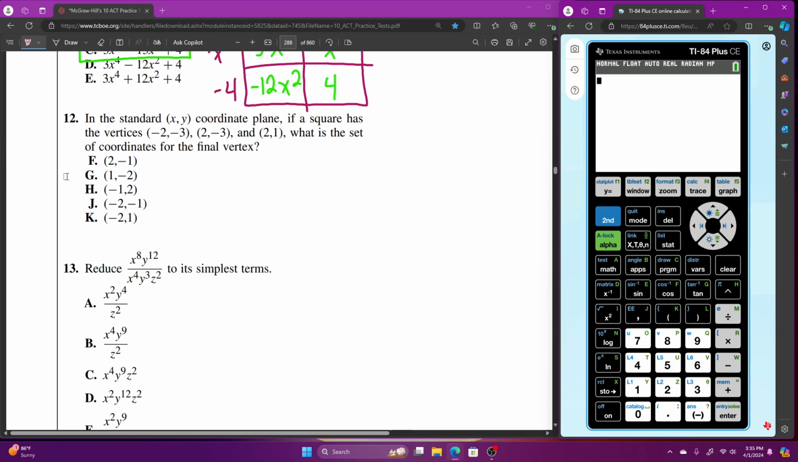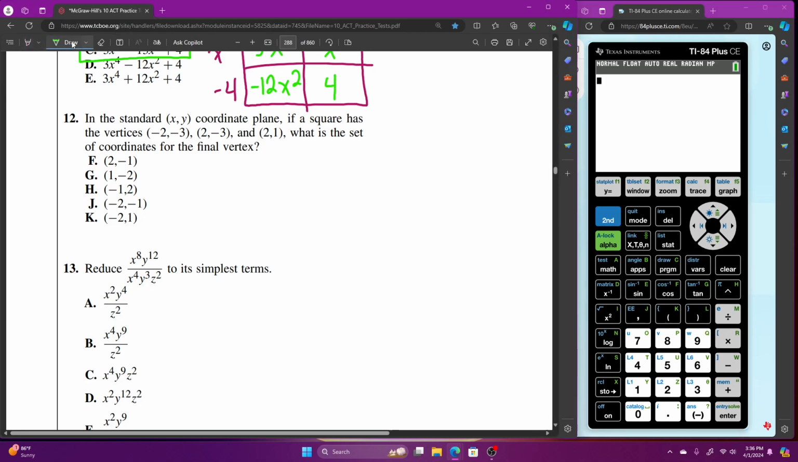It says, in the standard XY coordinate plane, if a square has vertices at -2, -3, 2, -3, and 2, 1, what is the set of coordinates for the final vertex? And we just looked at this question actually in my 7th period. Right at the end of the day, we were doing these questions. So what we decided was easiest here is to first draw your coordinate plane with your X and Y. And look, even in the question, they're giving you the order of the numbers. X comes before Y.